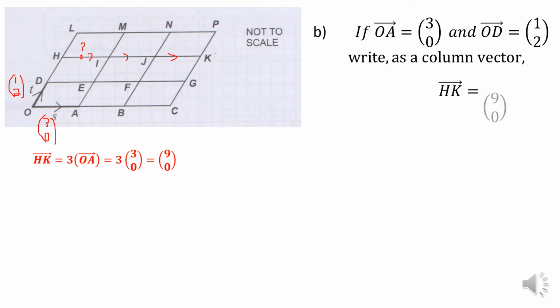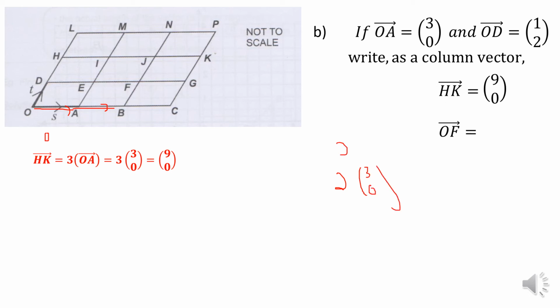The next one that you are supposed to do is O to F. So we are going to do O to F now. When we look at O to F, it's going to be from O all the way up to F. So I'm going here 1, 2. So it's going to be 2 times what OA is.